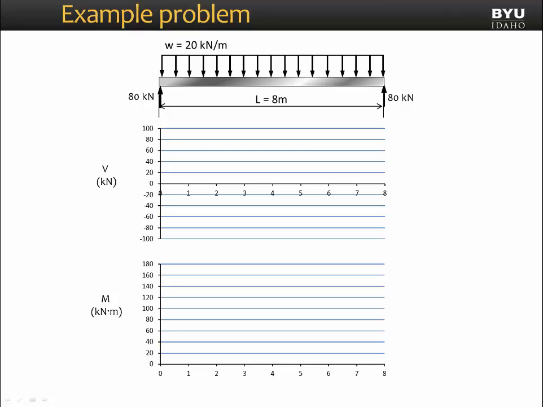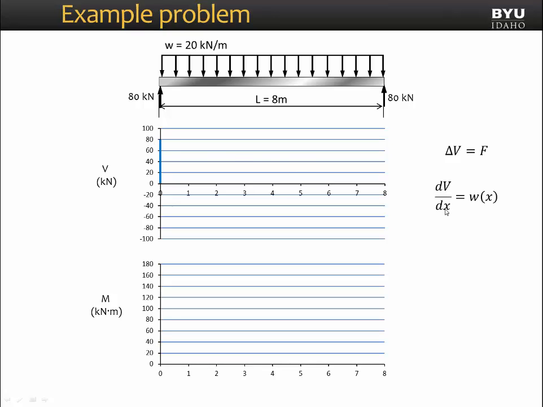Let's now begin by drawing the shear diagram. The first rule we are going to use is the rule that states that we see an abrupt jump in our shear diagram wherever we find a point load. Here at the end, where x is equal to 0, we have an 80 kilonewton point load applied. So we will see a jump at x equals 0 from 0 up to 80 kilonewtons.